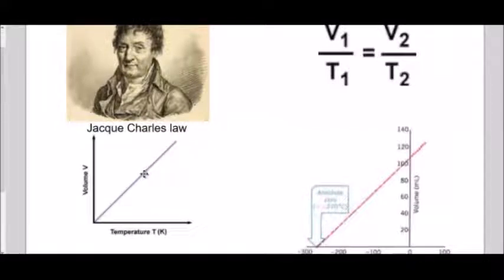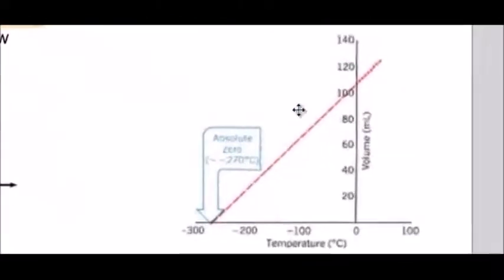Using his law, what's interesting is we can come up with a graph that looks something like this. If we're using Celsius as our temperature scale, as we decrease the temperature, we decrease the volume, and what ends up happening is you end up hitting the x-axis. You hit that x-axis at what we call absolute zero, meaning the gases are no longer moving, they no longer take up space, at negative 273, which is called absolute zero, the coldest possible temperature.